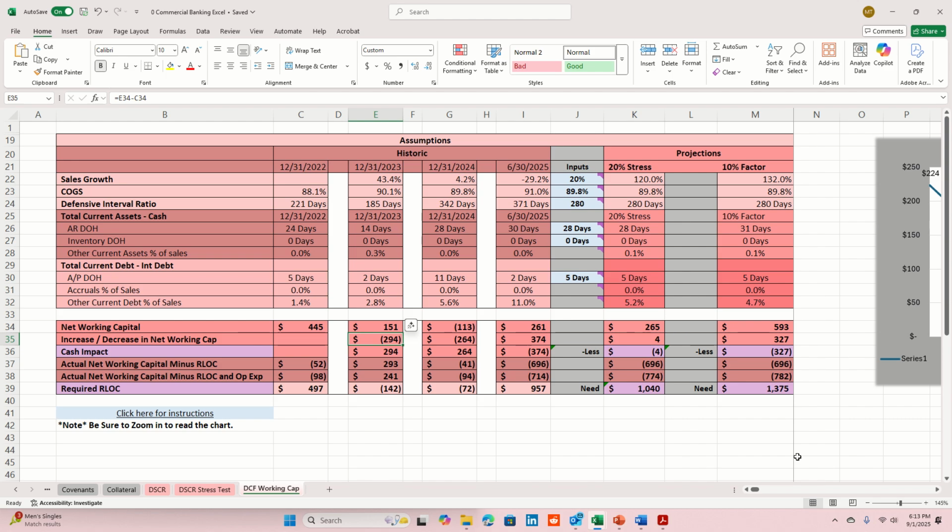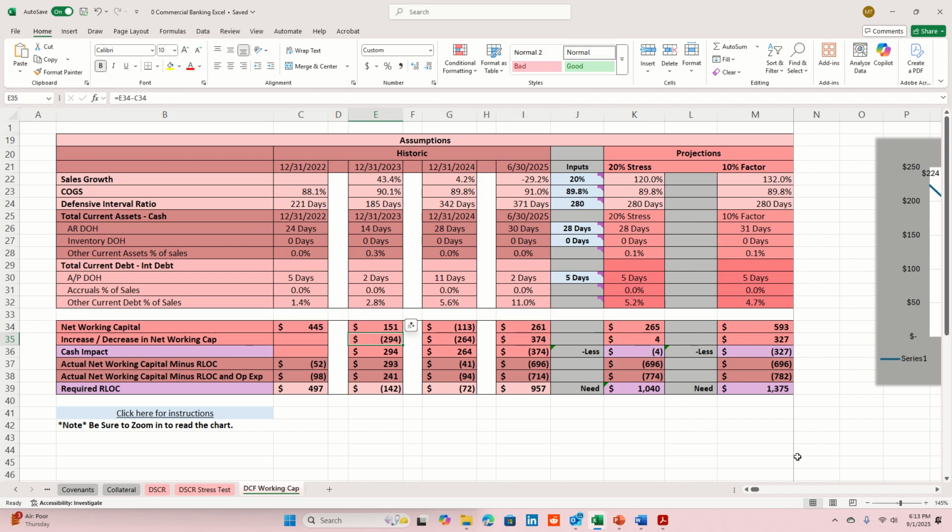If our net working capital goes down $294,000, that means our cash account went up $294,000. Every single time it goes down, we're collecting, we're getting money back. Okay? So you see this purple cell titled cash impact. You see the cell above it titled increase, decrease in net working capital. And then the cell above that, net working capital.